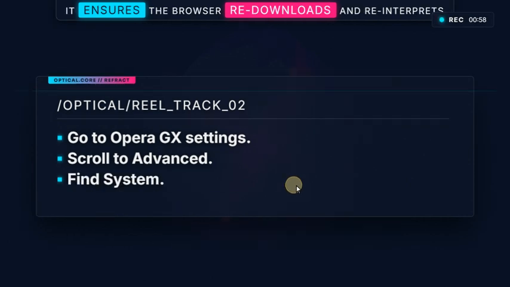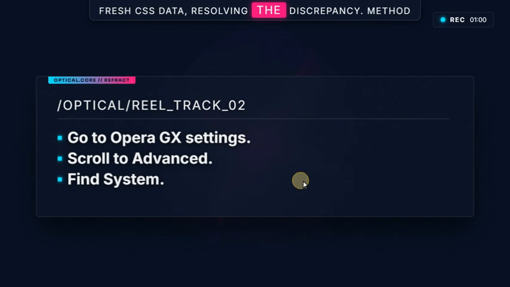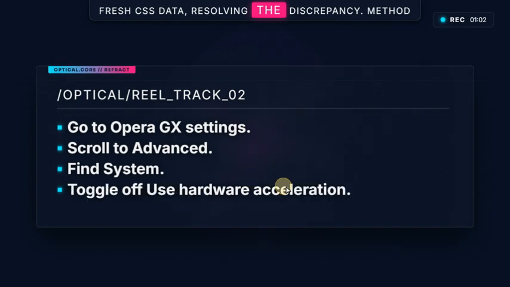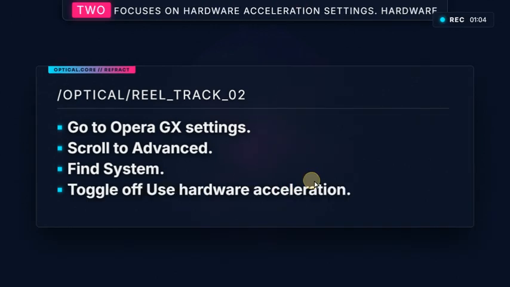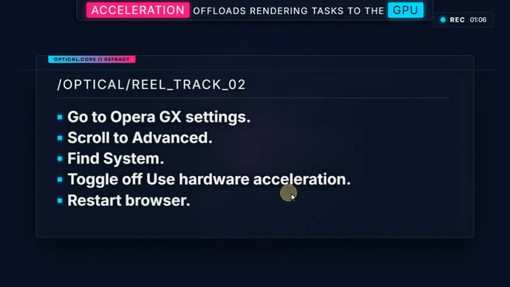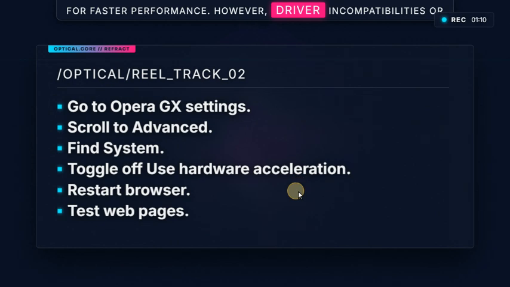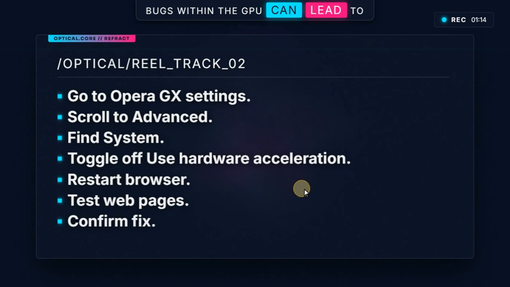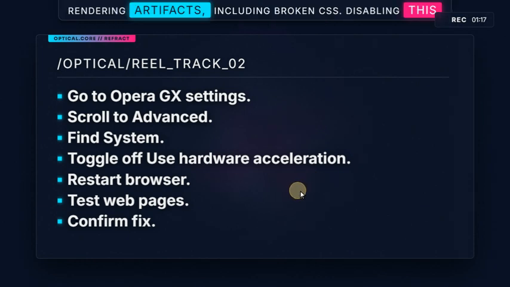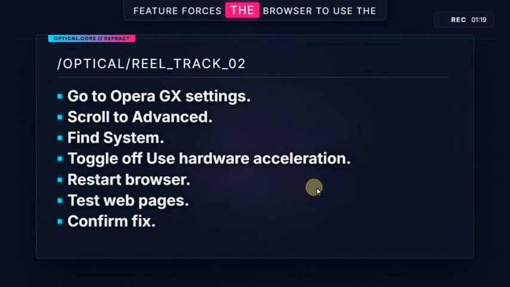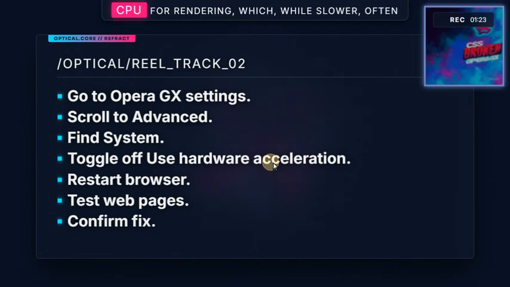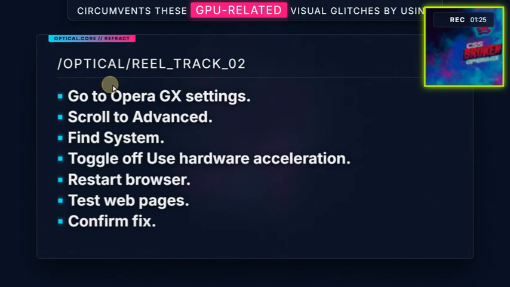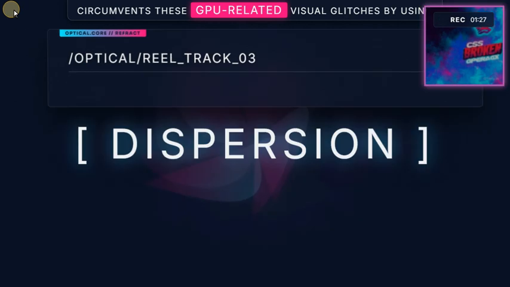Method 2 focuses on hardware acceleration settings. Hardware acceleration offloads rendering tasks to the GPU for faster performance. However, driver incompatibilities or bugs within the GPU can lead to rendering artifacts, including broken CSS. Disabling this feature forces the browser to use the CPU for rendering, which, while slower, often circumvents these GPU-related visual glitches by using a more universally compatible rendering pathway.